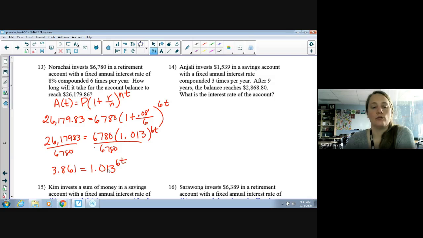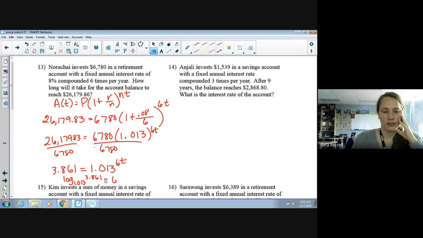The 1.013. So log base 1.013 of 3.861. If you want to put the 3.861 on the other side, if that helps you when you're writing as a logarithm, that's fine. And that's going to equal 6 times t.